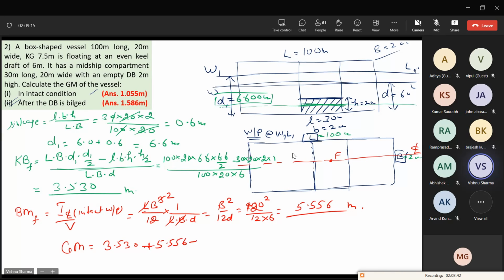5.556. KG remains unchanged under lost buoyancy method, 7.5. How much is the GM you get? The answer should be 1.586 meters.